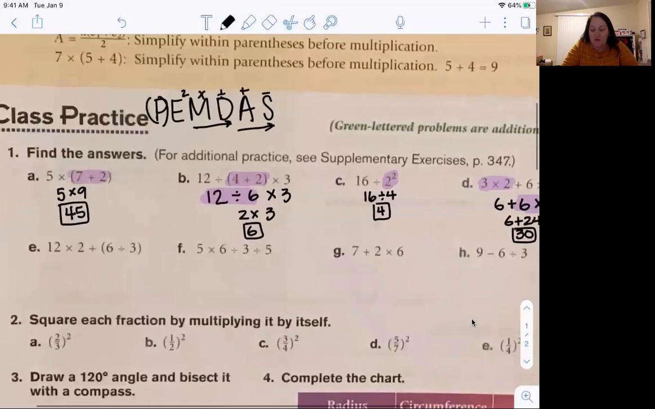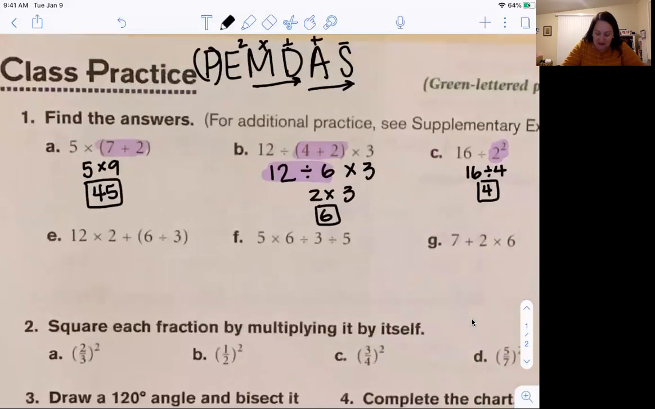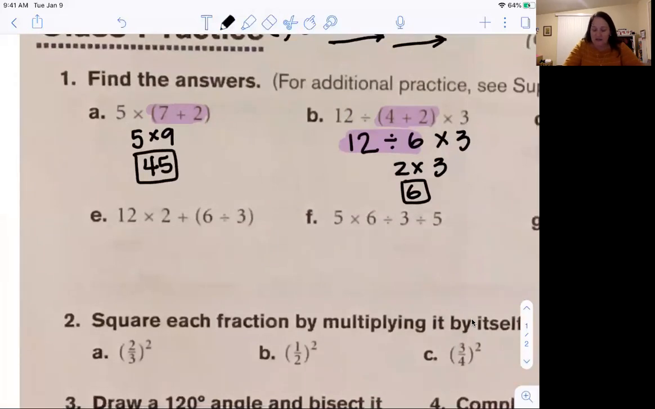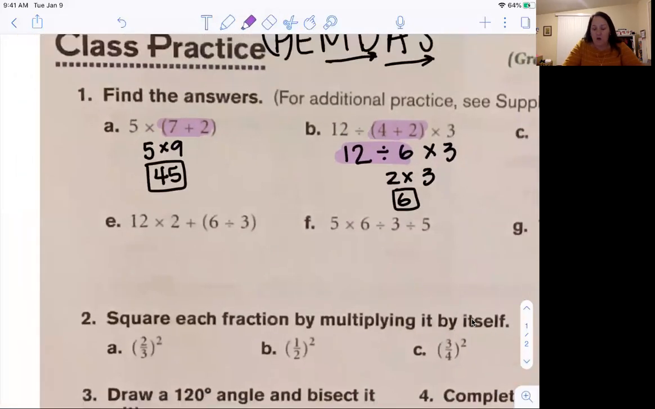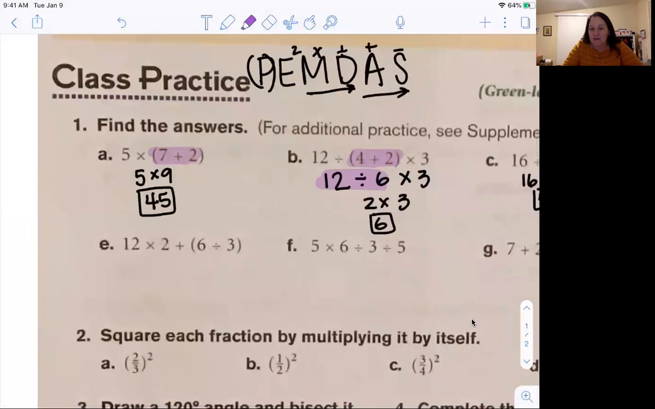Okay, let's do one more together, and then I'm going to have you guys pause and do the rest. So I have 12 times 2 plus 6 divided by 3. According to PEMDAS, what do I do first? If you said exponents, you are 100% correct. So I'm going to do exponents first.